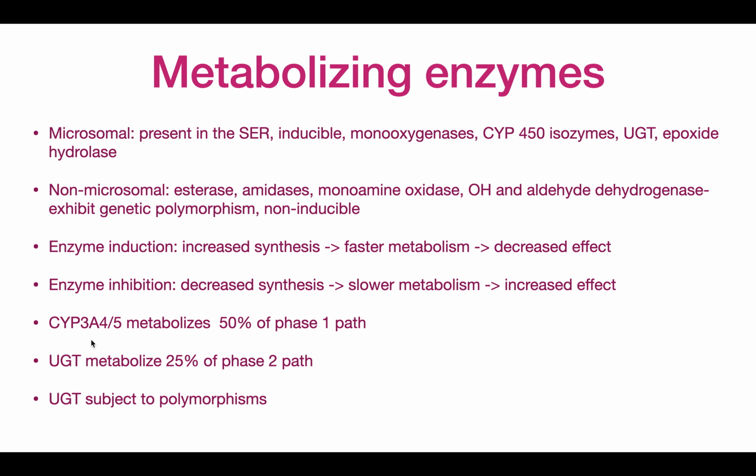CYP3A4/5 is going to metabolize 50% of the phase 1 pathway, so this is important in oxidation. UGT is going to metabolize 25% of the phase 2 pathway, so this is important in conjugation. UGT is the one subject to polymorphism.